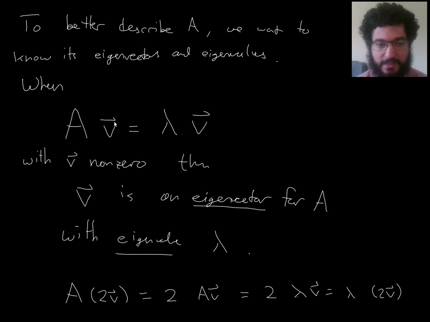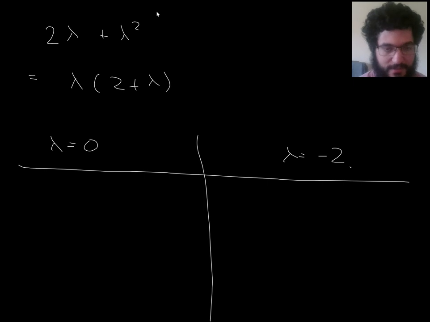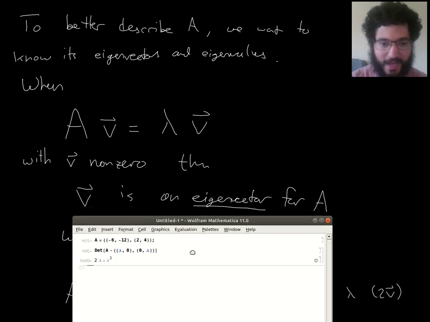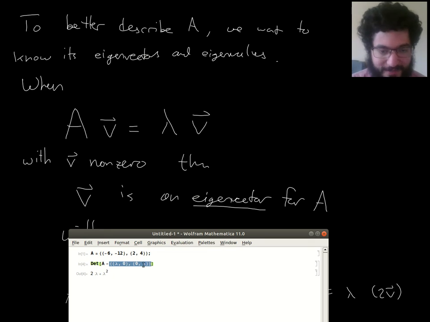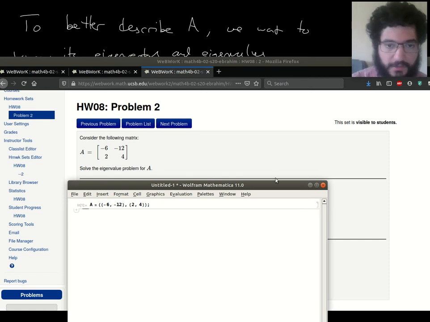For this particular matrix, negative 6, negative 12, 2, 4, there just happens to be a non-zero v. I don't know what it is yet. A non-zero v such that A times v is 0 times v, or in other words, A times v is 0. So there's nothing wrong with having 0 as an eigenvalue. That just tells you that the matrix, even without subtracting anything, already had an interesting null space. Okay, so that's all I'm really showing you there.